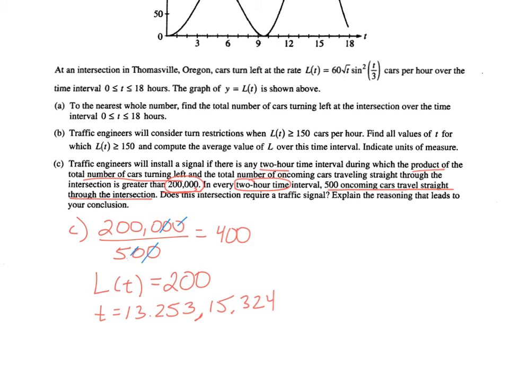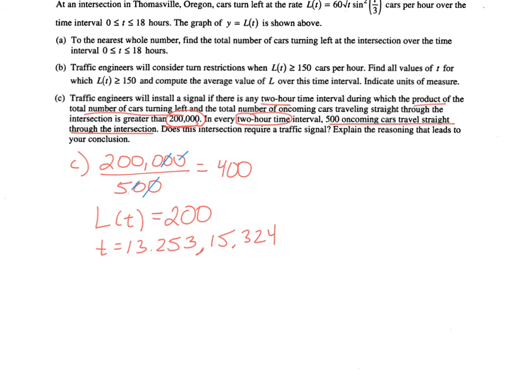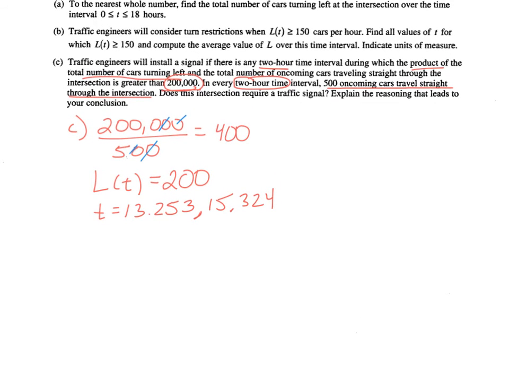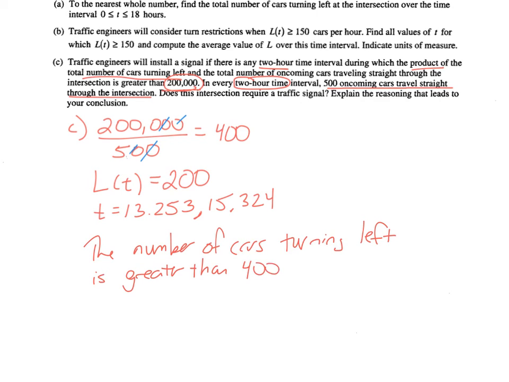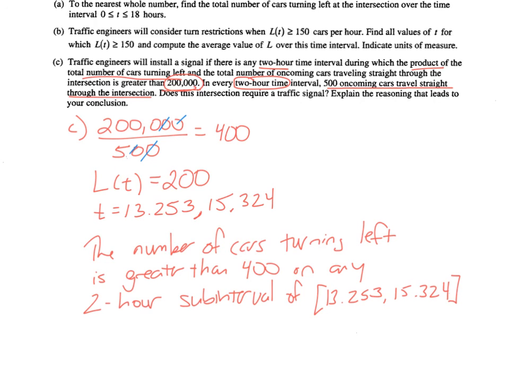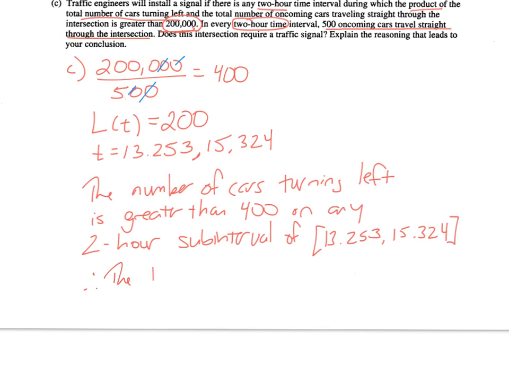Oh, that's 15.324. So this means that during any 2-hour period between 13.253 and 15.324, they would need to have that signal put in. So we're going to say that the number of cars turning left is greater than 400 during any 2-hour subinterval of that time frame there. And we can say, therefore, the traffic signal is required.